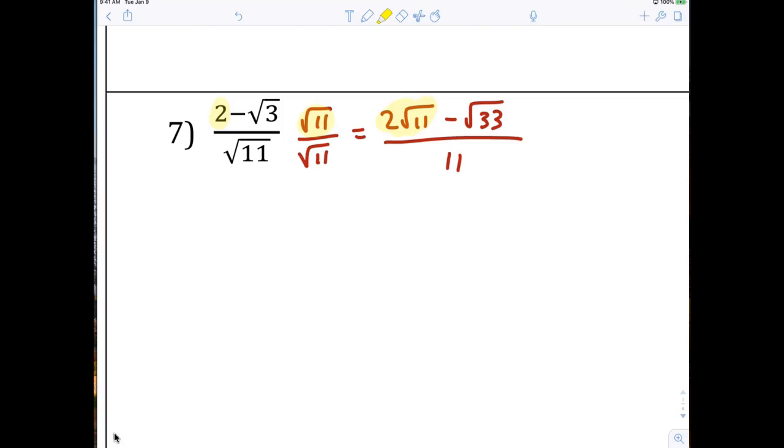Because I'm multiplying 2 times the square root of 11. How do you get a 33 out of that? Oh. I'm just multiplying square root of 11 times 2. Oh, okay. And then I'm going square root of 11 times 3.